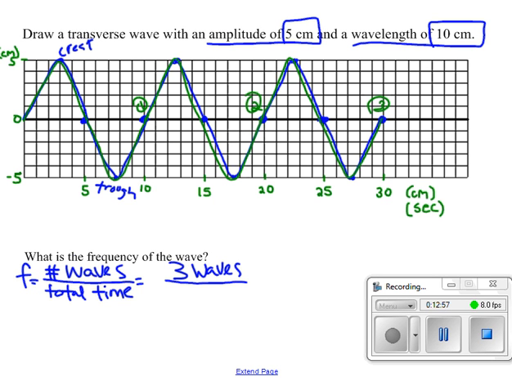How long did it take me? If I look at the end of my third wave, I'm going to go down on my graph, look at how many seconds it took. It took 30 seconds. So my answer would be 0.1, and my unit for frequency is always hertz.